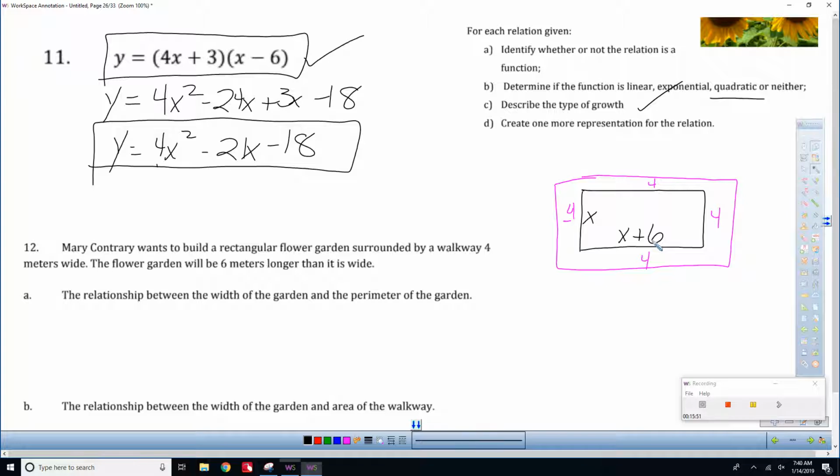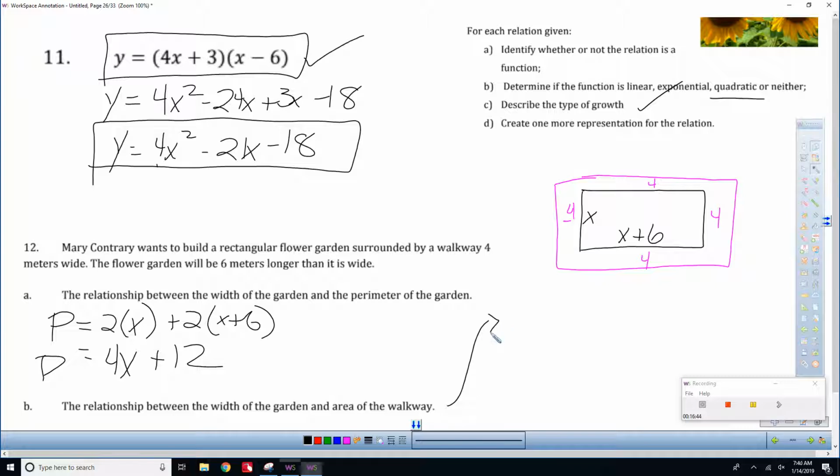So the perimeter is going to be 2 times x, which is the width, plus 2 times x plus 6. So that's going to be 2x plus 2x plus 12. Alright, so that is arithmetic. It is a function. It's linear growth, or arithmetic growth. And here's your representation for the perimeter. But the area of the walkway, holy cow, the area of the walkway.